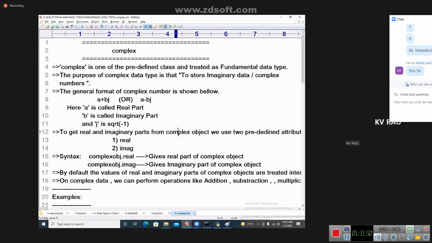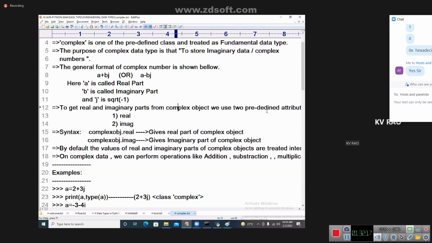How do you extract the real part from a complex object? Which attribute will you use? a dot real. Very good. Complex object dot real. Ram Kumar, very good. How do you get the imaginary part? Complex object dot imag. Very good. Imag and real are the 2 predefined attributes because these are important. By default, real and imaginary parts are taken as which type? Float type. Very good.